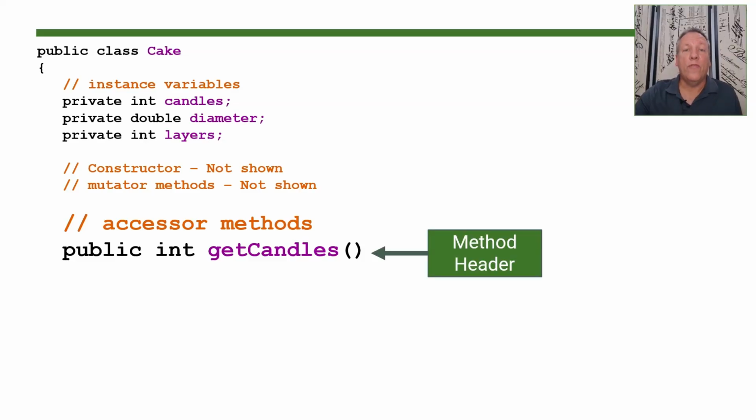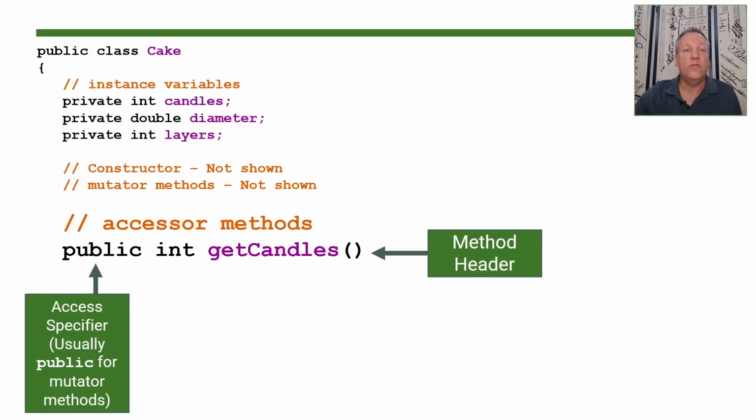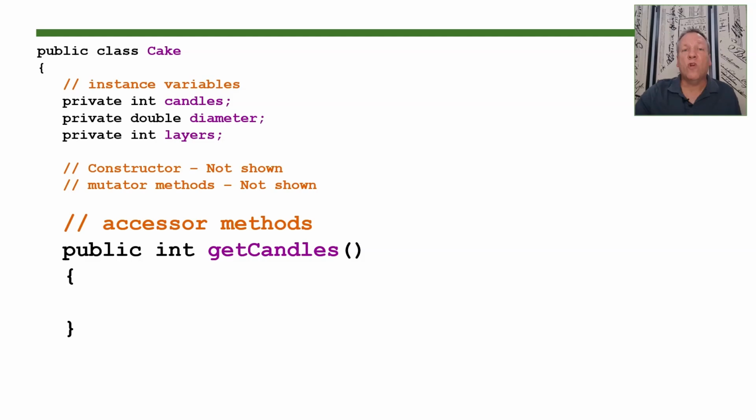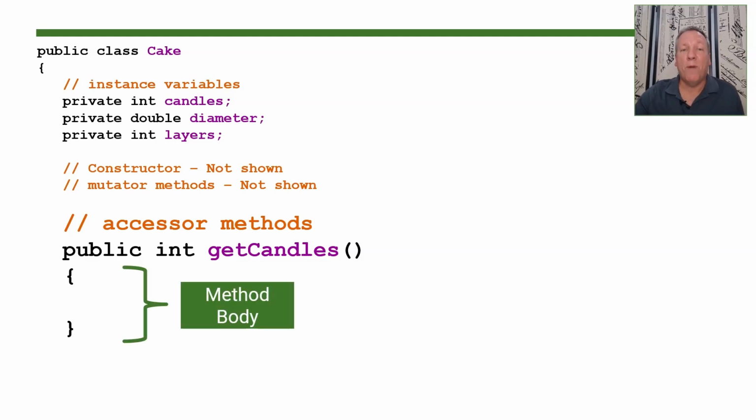It begins with our access specifier, which is usually public for our accessor methods. The return type, which is int, meaning that this method will return an integer value. The name of the method is getCandles, and the parameter list in this case is empty. So we'll start by writing our method with a set of curly braces. This will be the method body, which is where the code of our method is going to go.